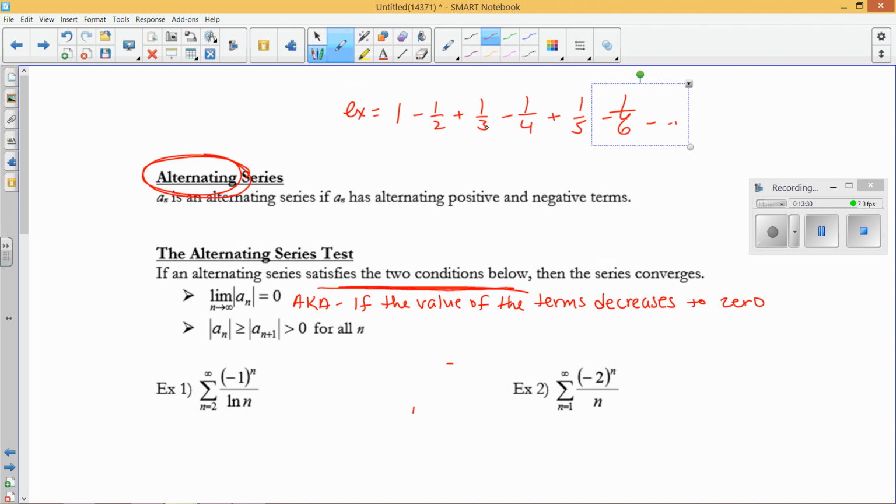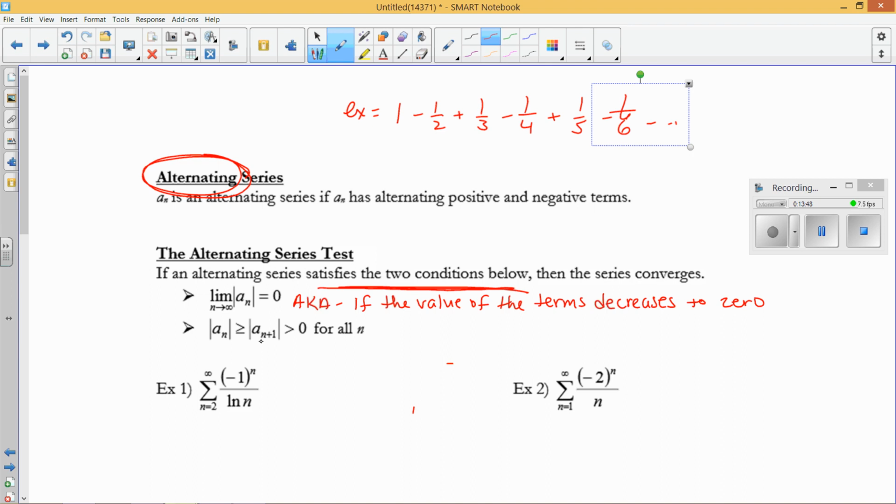1 minus a half plus a third minus a fourth. Da, da, da. So if I look at just the value of the series and ignore the sign, 1, a half, a third, a fourth, a fifth, a sixth, a seventh, an eighth, a ninth, da, da, da, are all those fractions headed towards 0? Yes. Yes, they are. Therefore, condition 1 met.